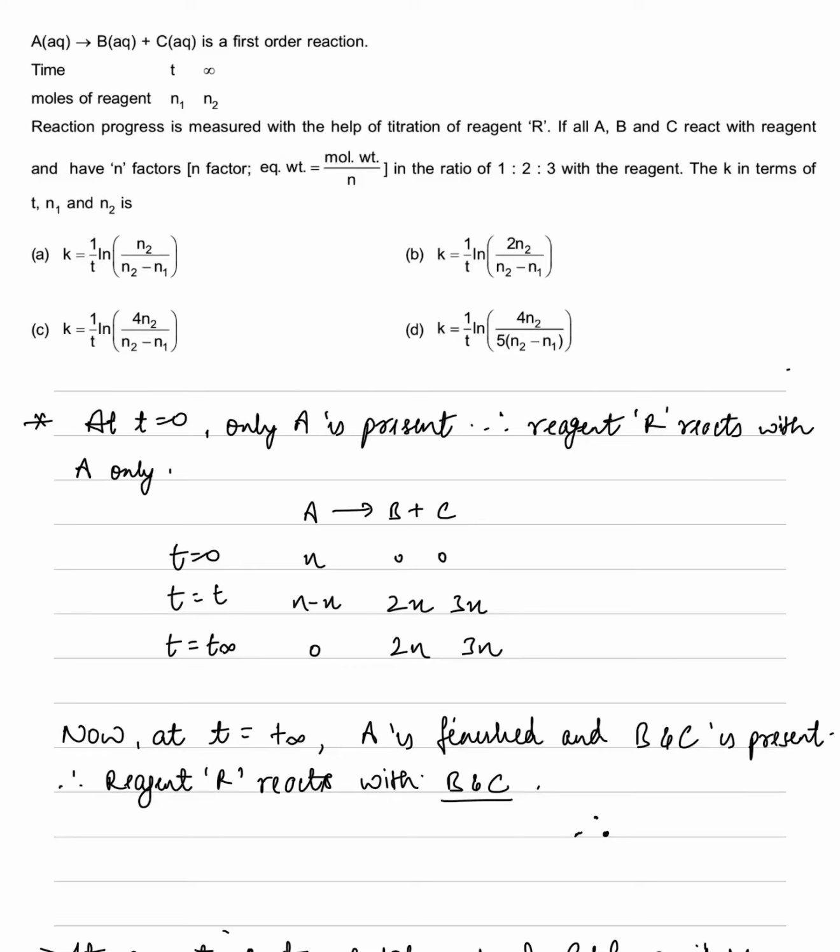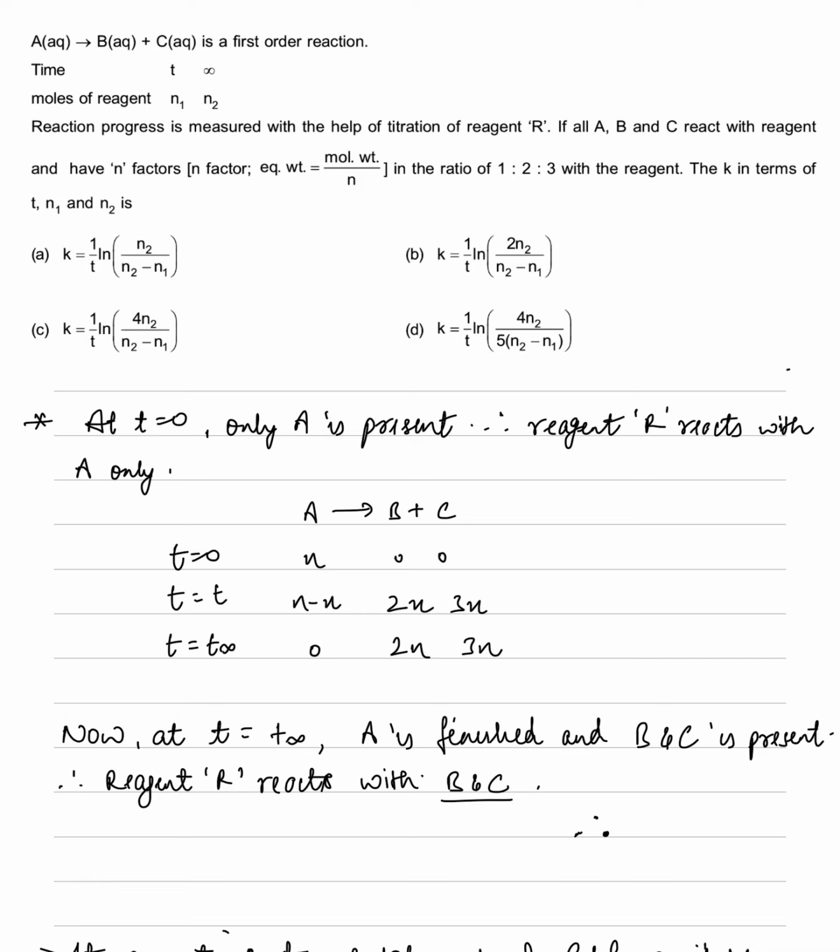Hello everyone, welcome back. Let's have a discussion over this question. Now, this question belongs to chemical kinetics, right? We are given a reaction where A is the reactant and B and C are the products formed. The reaction is of first order.